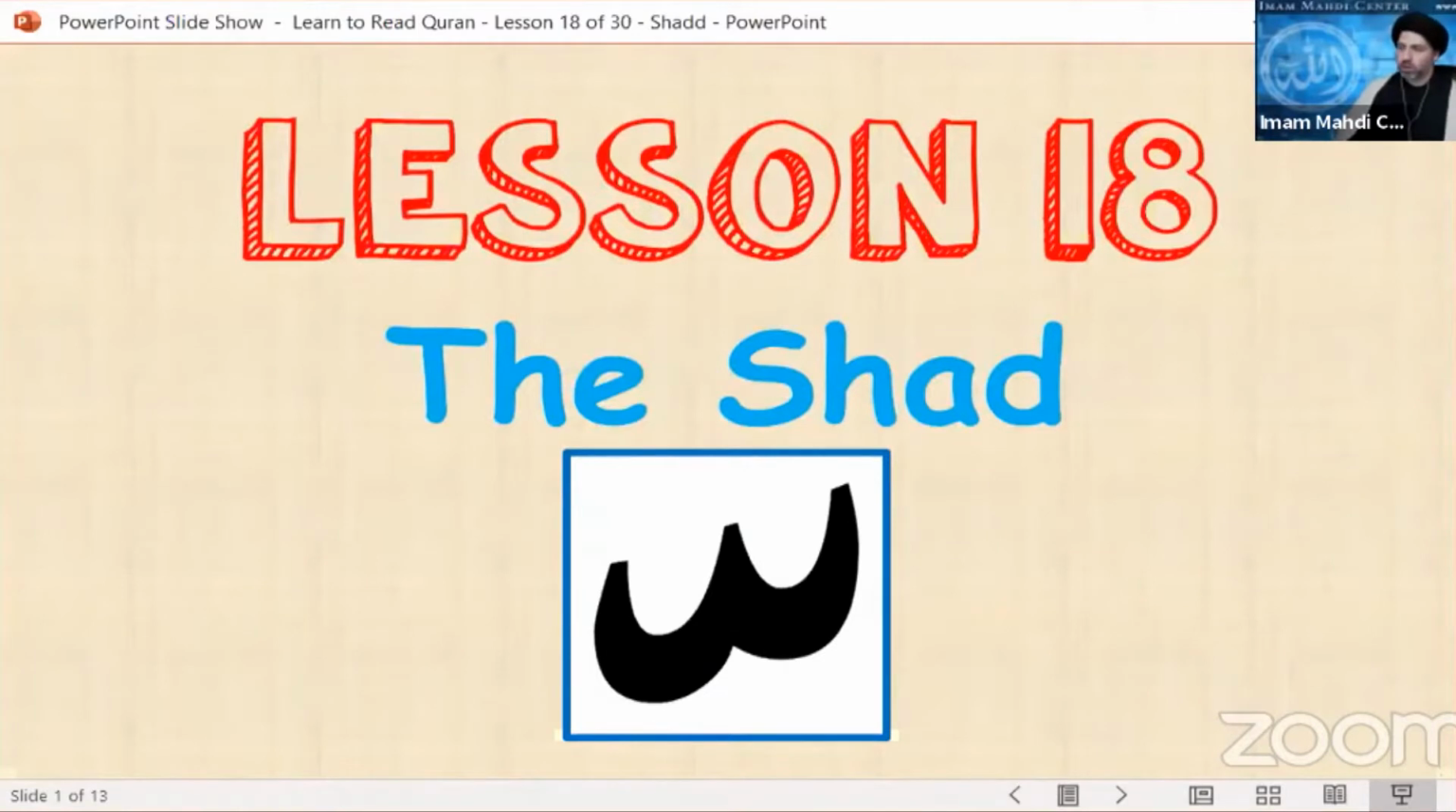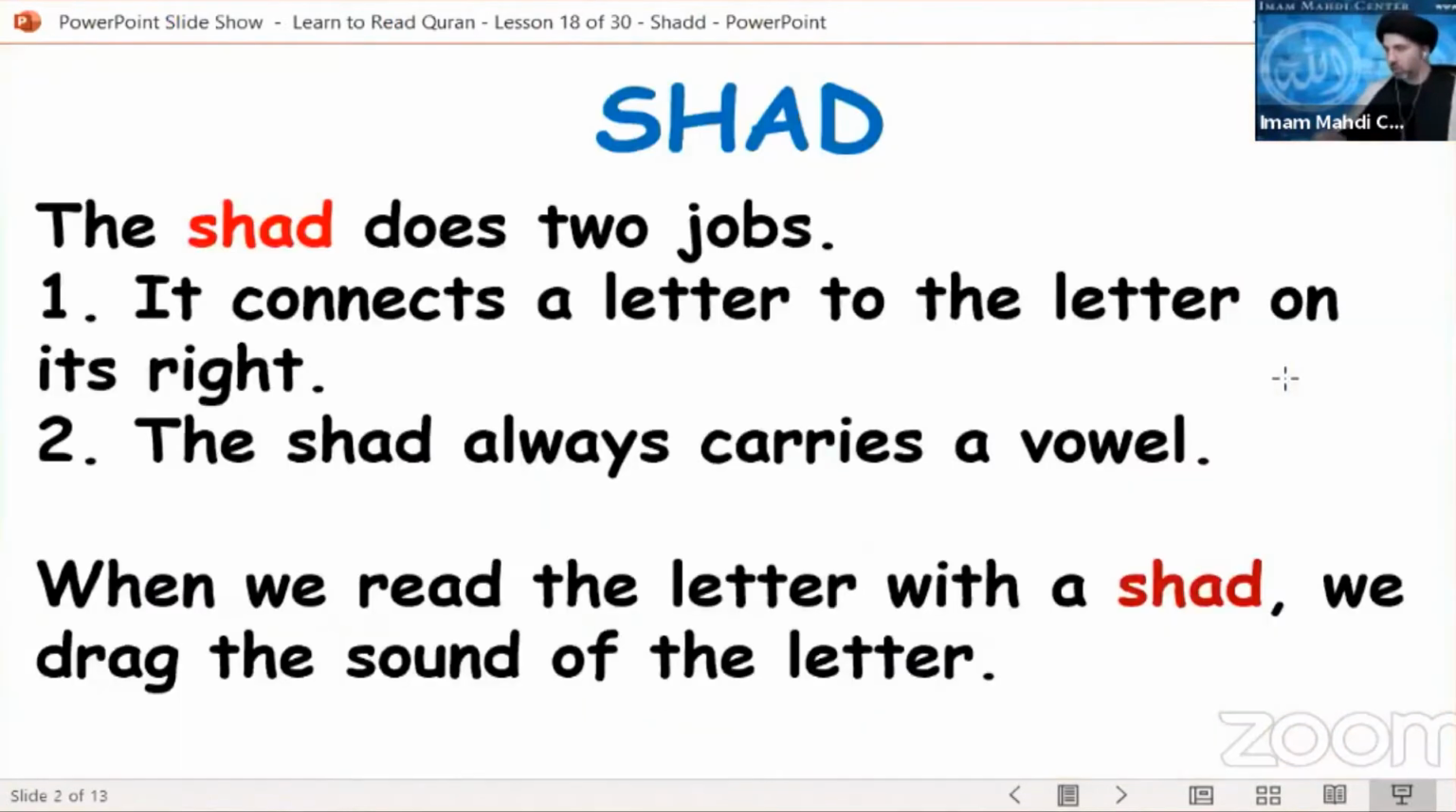Tonight we'll cover our 18th lesson in our series on learning to read the Holy Quran. And our lesson tonight will introduce us to what is called the Shad. And the Shad has the shape which you see here. If you consider this a lowercase w to help you remember, this is called Shad. Now, what is the Shad and what does the Shad do?